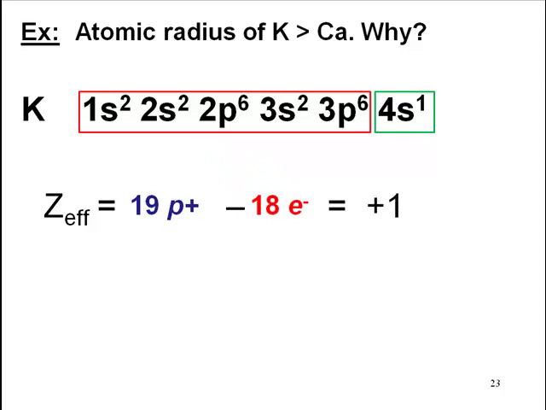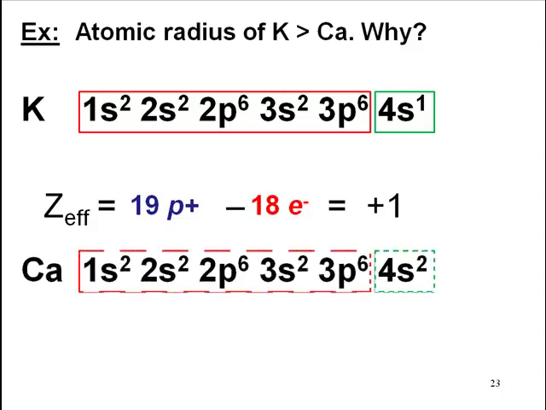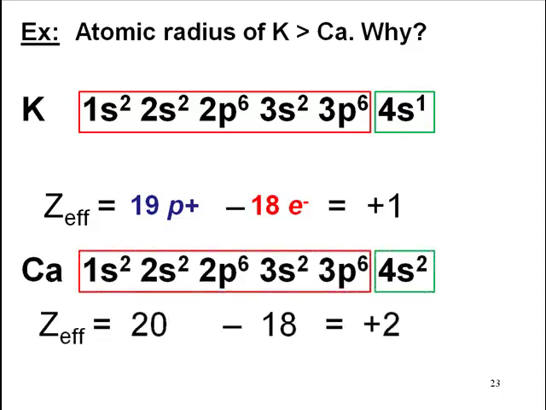That's really hard math. Oh yeah, +1, there we go. And then, calcium. ZF, 20 minus 18 is positive 2.